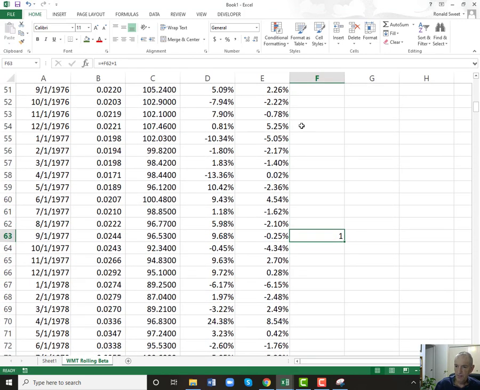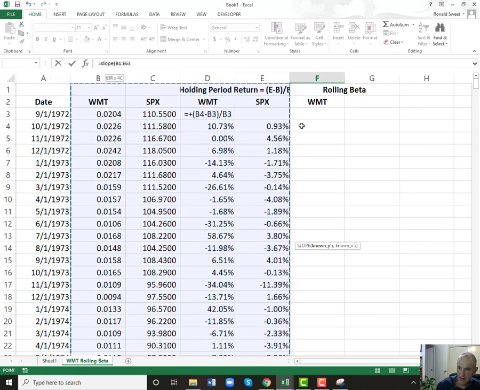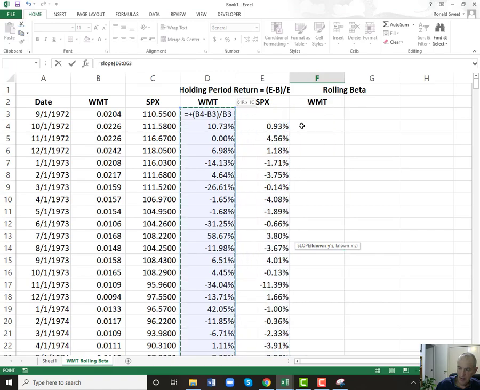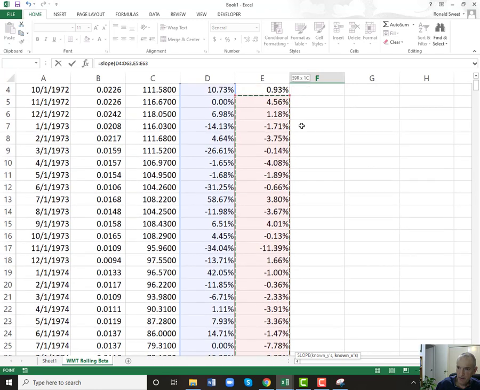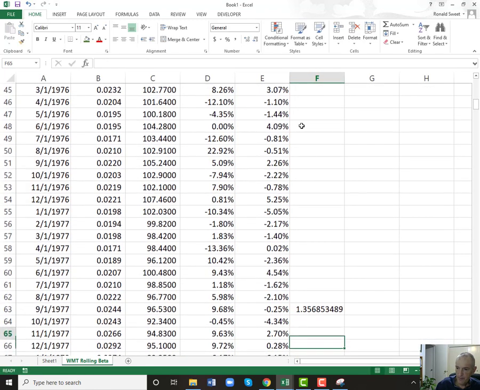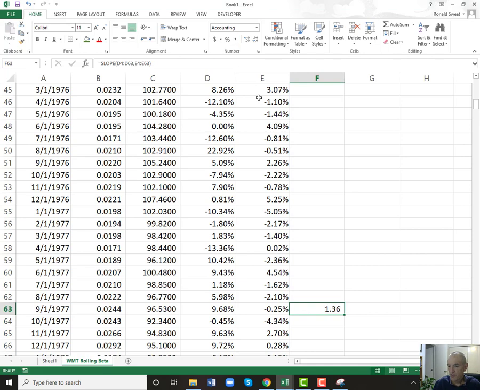Find that. There's the 60th month, and in this, the beta formula is equal slope, and you do your company, comma, the S&P 500 close parentheses, and you get the beta for Walmart. Now Walmart's beta is really, really high here, so I've probably gone back far too much in history. Walmart was a much smaller company in the 70s, and smaller companies tend to have higher betas, so I don't really trust that.